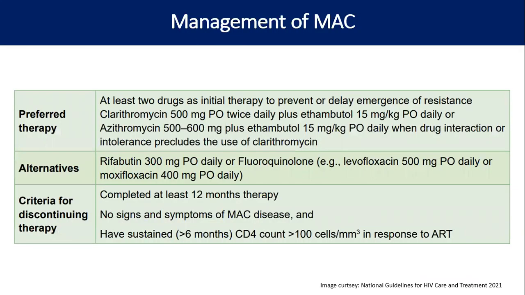And for management of MAC, preferred therapy is at least 2 drugs to prevent emergence of resistance. These are clarithromycin plus ethambutol: clarithromycin 500 milligram twice daily, ethambutol 15 milligram per kg daily, or azithromycin 500 to 600 milligram plus ethambutol 15 milligram daily when drug interaction or intolerance precludes the use of clarithromycin. So the preferred combination is clarithromycin plus ethambutol. If the patient cannot tolerate clarithromycin or there is a drug-drug interaction, then we can go for azithromycin plus ethambutol. Other alternatives are rifabutin 300 milligram daily with fluoroquinolones, for example levofloxacin or moxifloxacin daily.